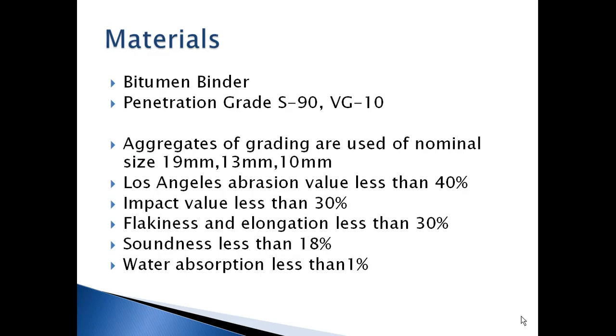So the materials are bitumen binder, penetration grade S90, VG10. This is of the first type, the bituminous surface dressing. The aggregates of various gradings of nominal size 19 mm, 13 mm and 10 mm can be used. Again, the properties of the aggregates are maintained.